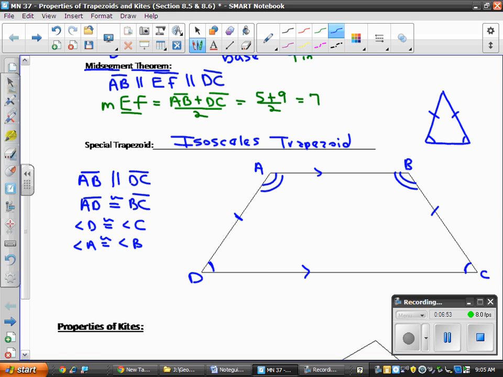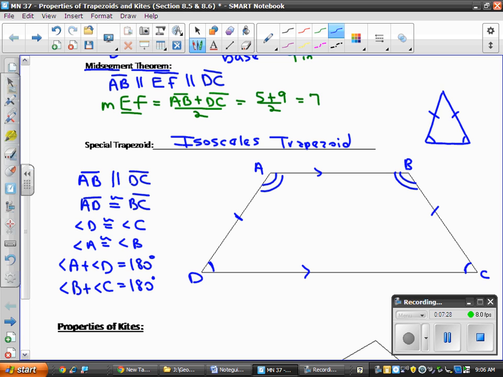One very important thing, and I almost forgot: angle A plus angle D is going to equal 180 degrees by default, because here's what's happening. You have base angles that are the same, and we know that a quadrilateral has 360 degrees in it, so angle A and D will add up to 180, just like angle B plus angle C will add up to 180 degrees.